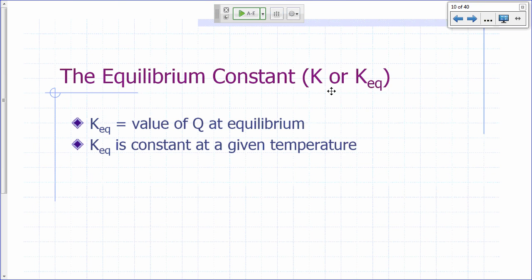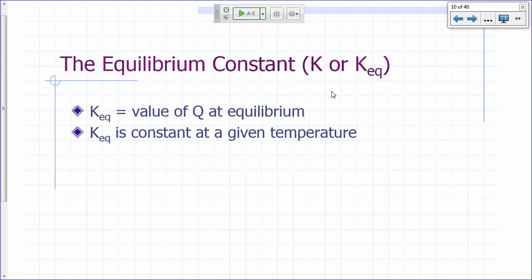All right. Now, we said that for a given reaction at a given temperature, the value of the reaction quotient approaches a constant value, the same value every time when it reaches equilibrium. So that value that it approaches is called the equilibrium constant. We call it K or KEQ. So that's a constant at a given temperature for a given reaction.